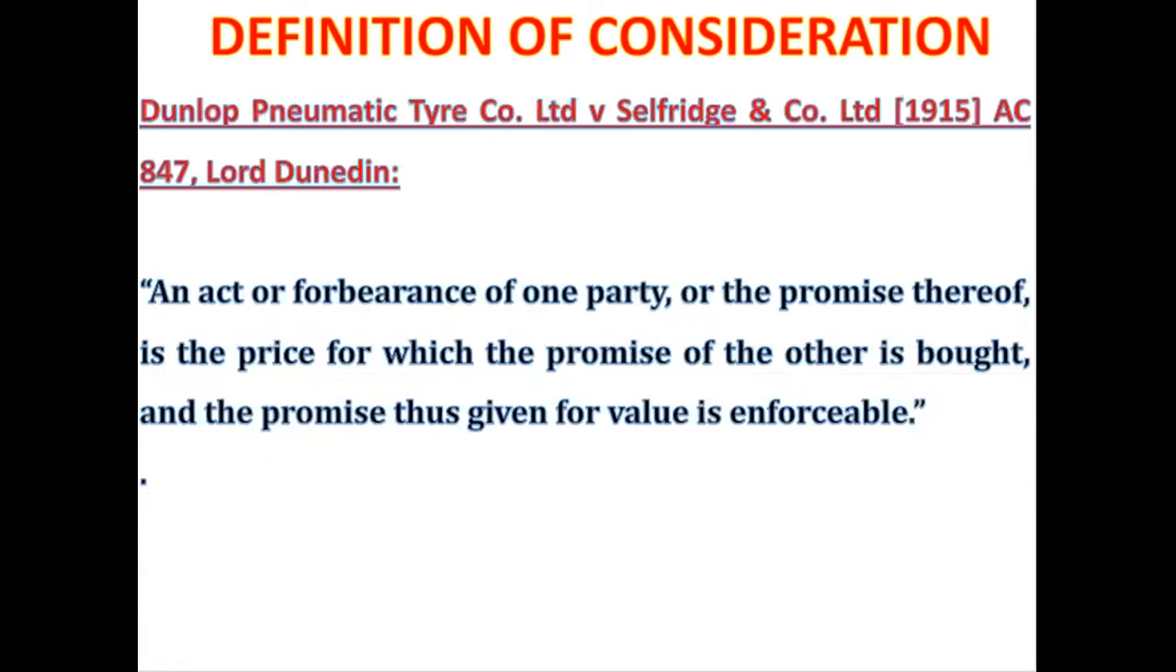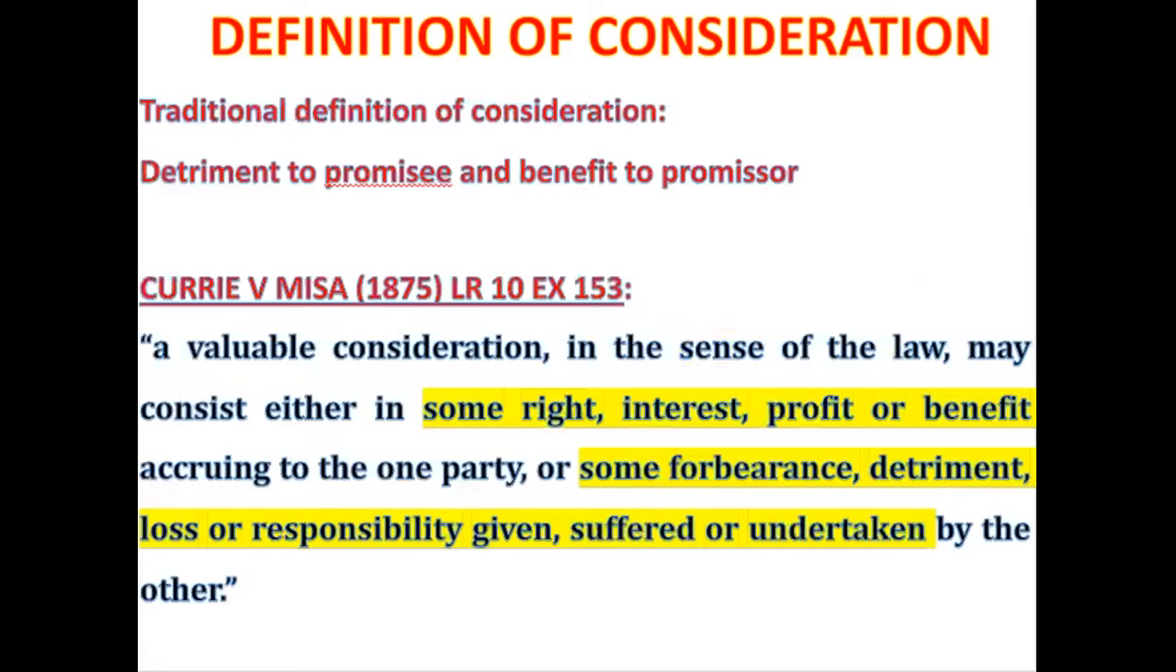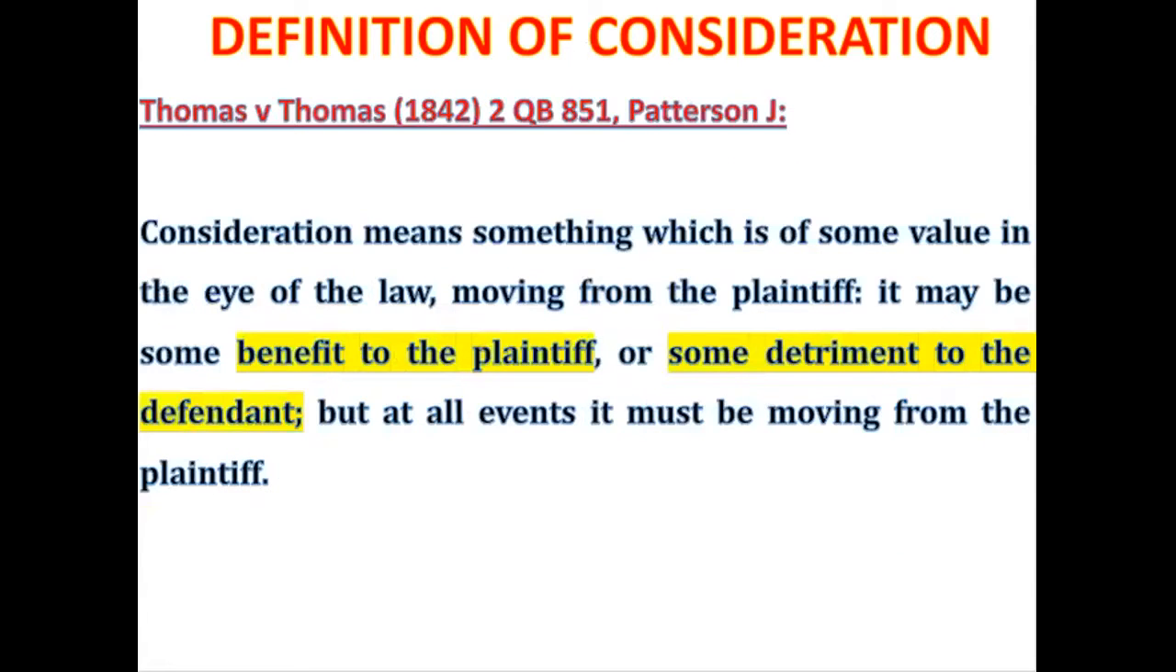Now look at the years in which they were decided. Currie and Misa was in 1875, Thomas and Thomas in 1842. They were around the same time. So around that time, the definition of consideration was along the line of benefit to one party or detriment suffered by the other party. Now the question is, must consideration always be some detriment suffered by one party and a benefit, or can consideration take some other forms apart from a benefit and a detriment?